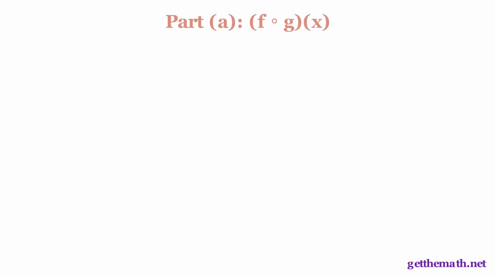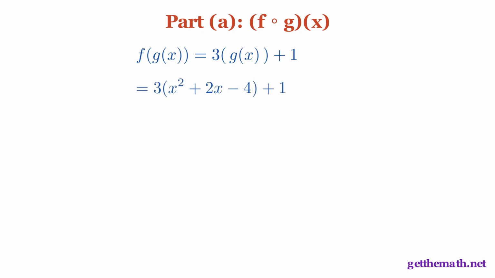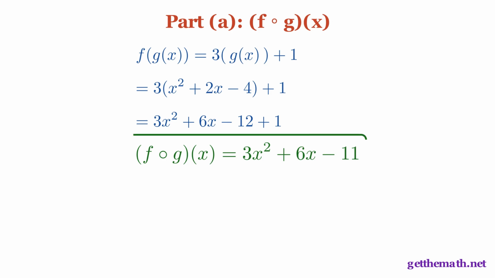Part A, find f composed with g of x. f of g of x means substitute g of x into f. f of x equals 3x plus 1. Replace every x with g of x. f of g of x equals 3 times the quantity x squared plus 2x minus 4, plus 1. Distribute the 3: 3x squared plus 6x minus 12, plus 1. Combine constants, negative 12 plus 1 equals negative 11. f composed with g of x equals 3x squared plus 6x minus 11.